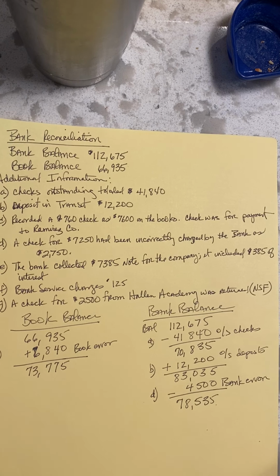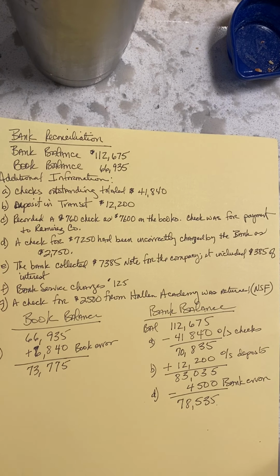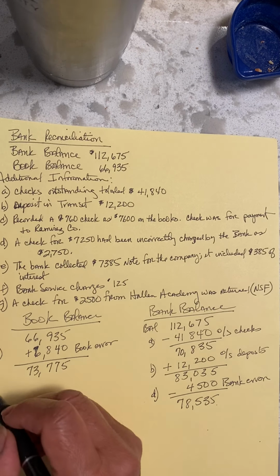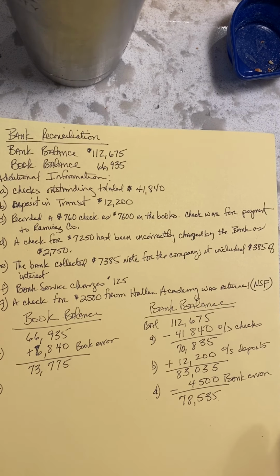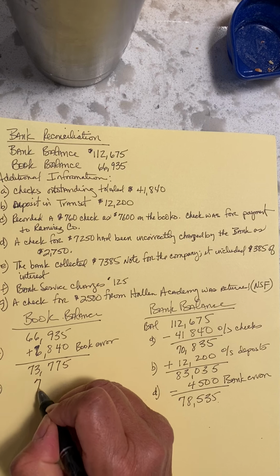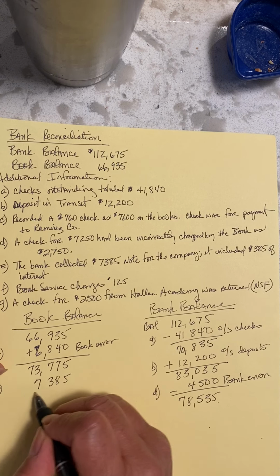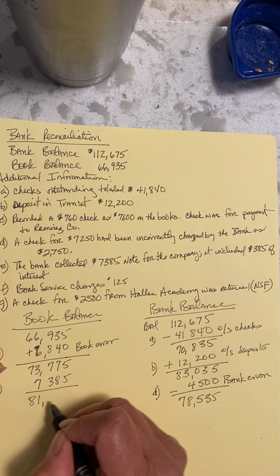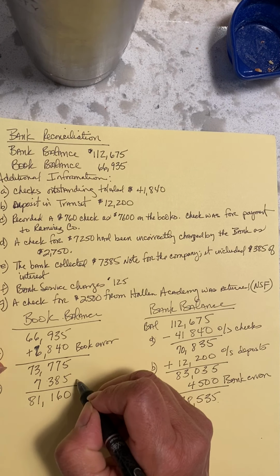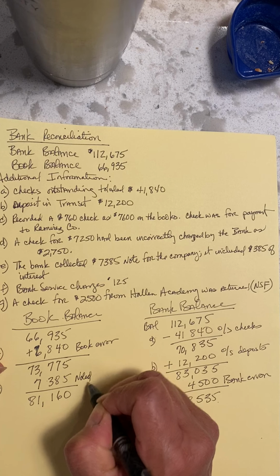And then we're going to go to letter E. It says the bank collected $73.85 from a note for the company, and it included $385 of interest. So for letter E, I'm going to add that to the book because that is money the bank collected for us, and I'm going to add $73.85 to my balance. So I'm going to take 73,775 plus 73.85, and I'm going to get 81,160. And this was a note collected.